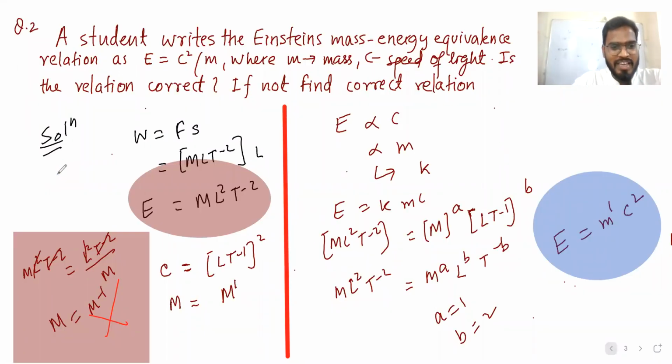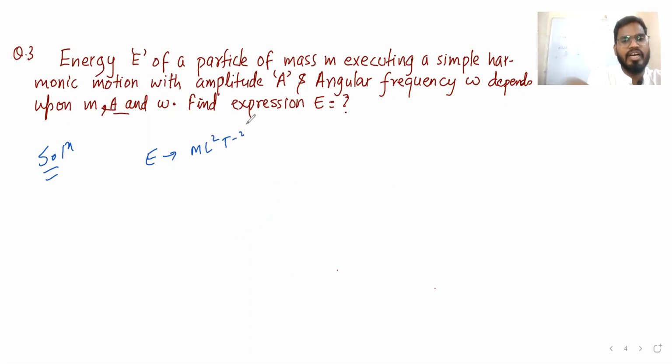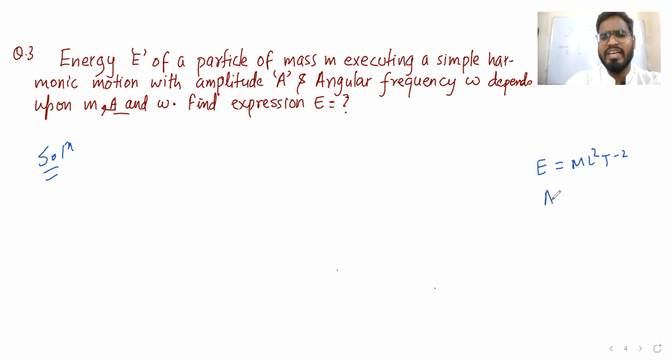I'm not going to do. Ml square T minus 2. Energy is what, guys? Ml square T minus 2. So E is going to be what? ml square T minus 2. That I got. Amplitude is ultimately, guys, is a distance, so L we can say.